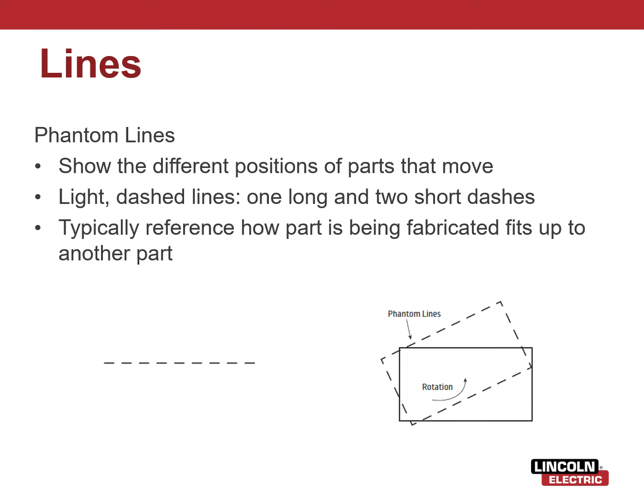So phantom lines show the different positions of parts that move. Light, consistent dashes: one long, two short, one long, two short. They typically reference how the part is being fabricated, how it fits up to another part. So if this was a box that had some sort of motor and it rotated, you would denote that there's movement. That part moves.